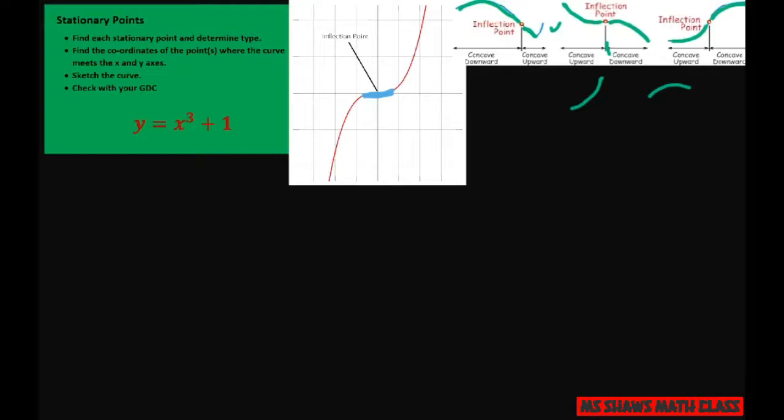So now let's just find the intercepts. We already know that we have (0, 1). We already know that's our y-intercept because that's x is 0. So let's find when y is 0, what is x? So when y is 0, what is x?